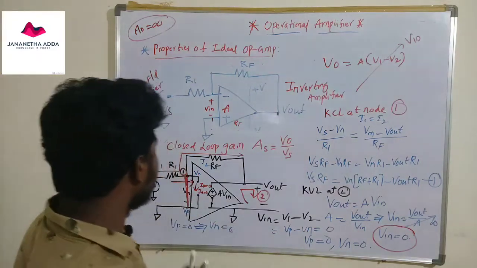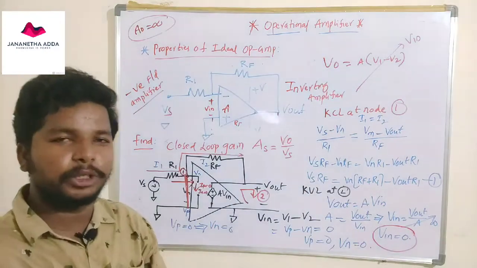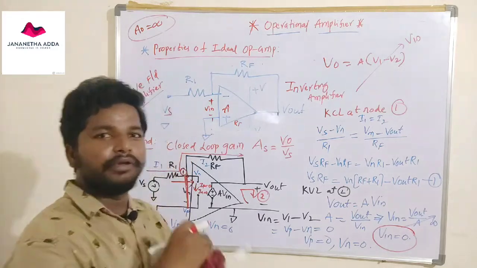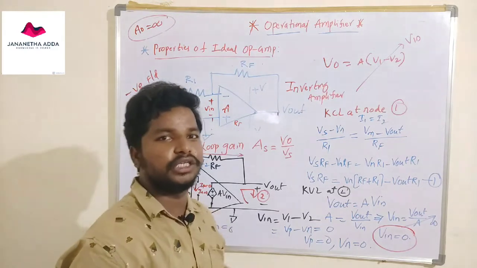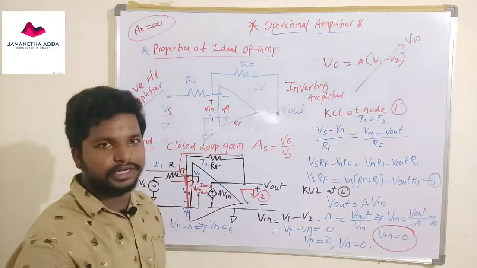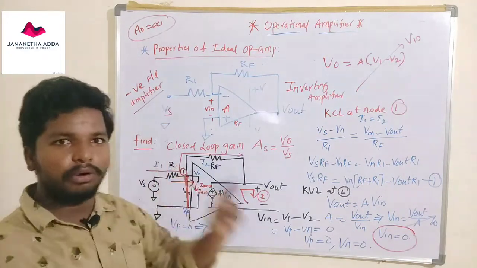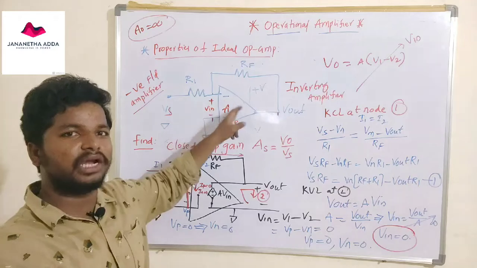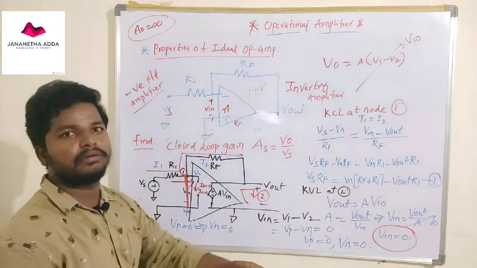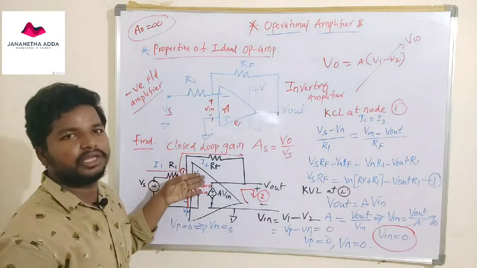Because of the high input impedance, we get the virtual short circuit concept. We will solve numericals in the next videos so that we can clarify the conditions. We assumed that the circuit should possess infinite gain and also have negative feedback. Only if these two properties are satisfied can we apply the virtual short circuit concept, whereby whatever voltage is present at the positive terminal will be reflected at the negative terminal.